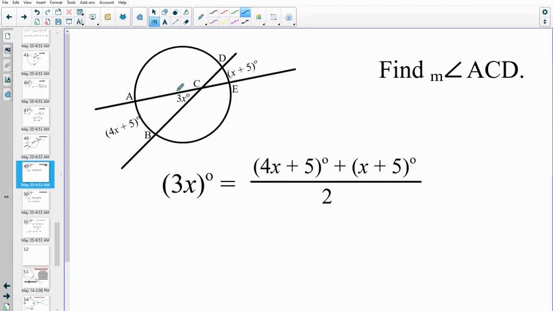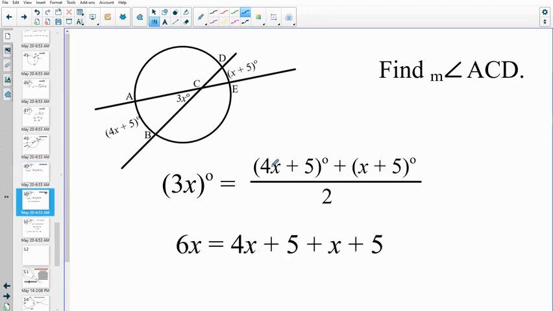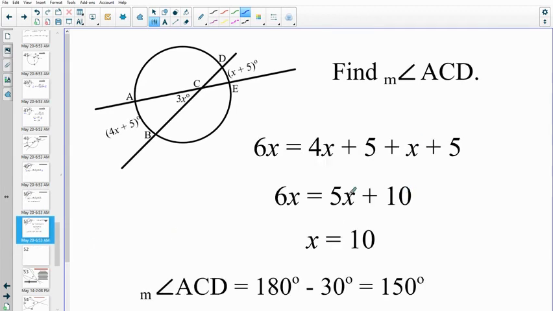3x, the measure of that angle, is equal to the average of these two intercepted arcs. So add them up and divide by 2. Now to do the algebra, just like with the last one, I'll multiply both sides by 2. That gives me 6x equals 4x plus 5 plus x plus 5. Combine your like terms. 4x plus x is 5x. 5 plus 5 is 10. And then a little bit of algebra here. I'll subtract 5x from both sides of the equation. 6x minus 5x is 1x, and so x equals 10.